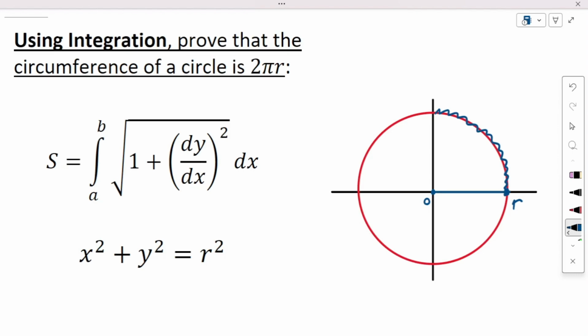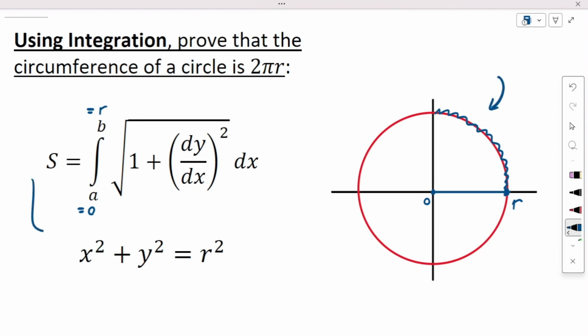Okay, so that means that our a value will be equal to 0, and our b value will be equal to r, because we're starting from 0 and we're going to r. Okay, so that's just a little bit of an introduction here. And one more thing, before I continue, I just want to point out that we're only going to be working with one part of it, right?